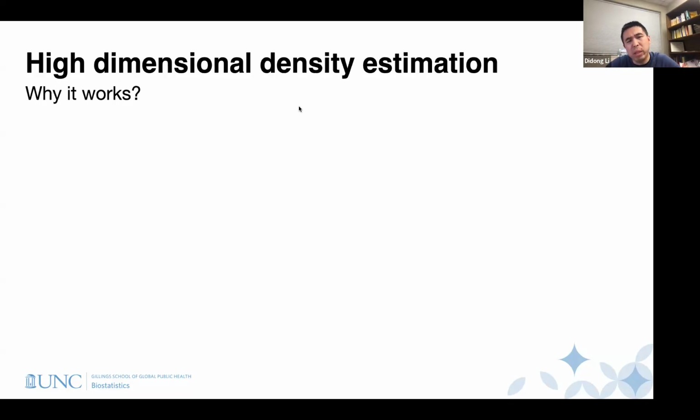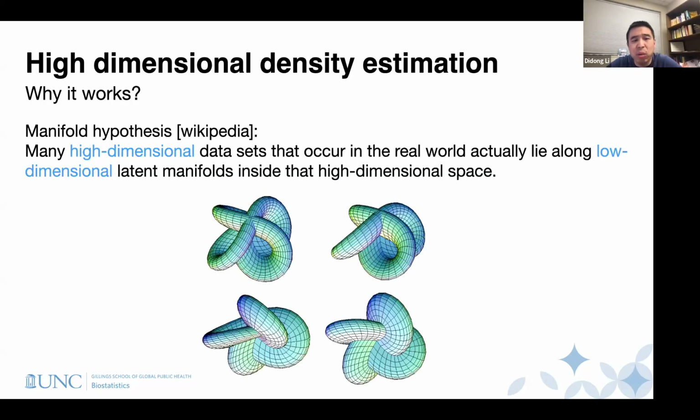But the practical observation is a little bit different, in the sense that even if we deal with high dimensional data, say high resolution images, where the dimension is the number of pixels, it still works really well for those deep generative models. We want to understand why it works from the theoretical point of view. So a common belief is that high-dimensional data are usually in a low-dimensional space or low-dimensional manifold. This is the so-called manifold hypothesis.